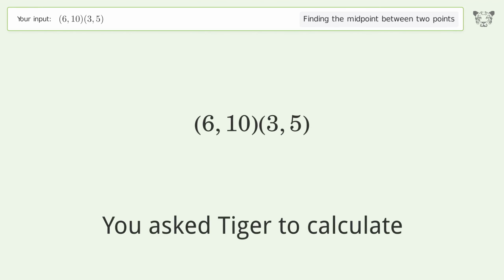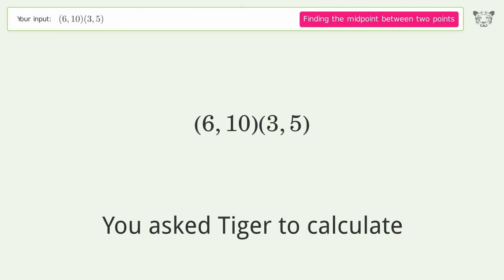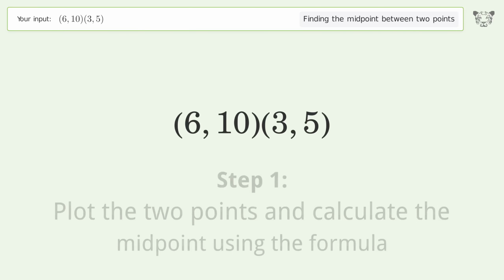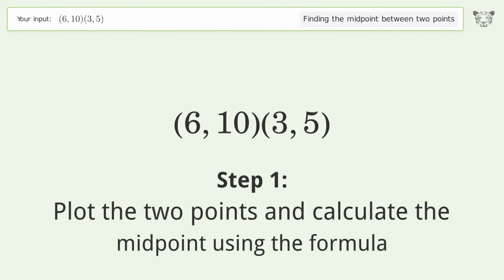You ask Tiger to calculate. This deals with finding the midpoint between 2 points. The midpoint between the 2 points is 4.5, 7.5. Let's solve it step by step. Plot the 2 points and calculate the midpoint using the formula.